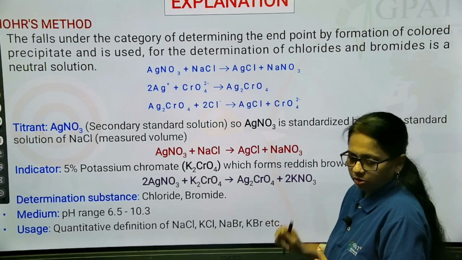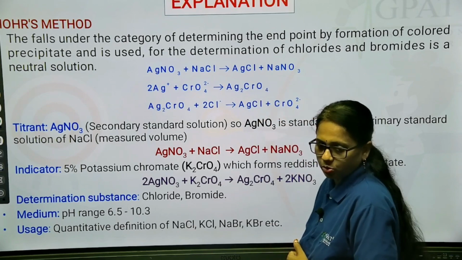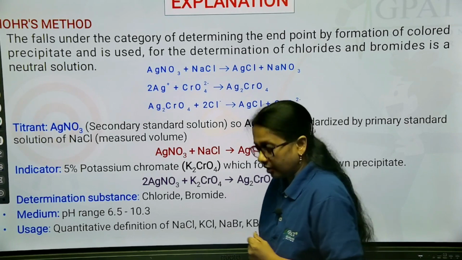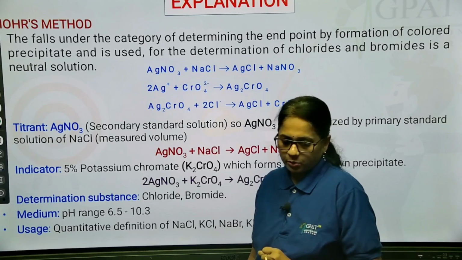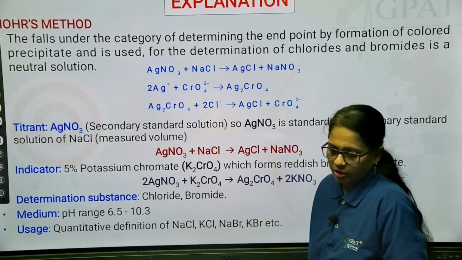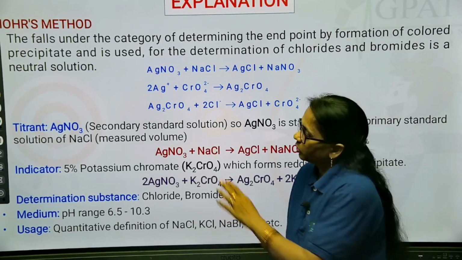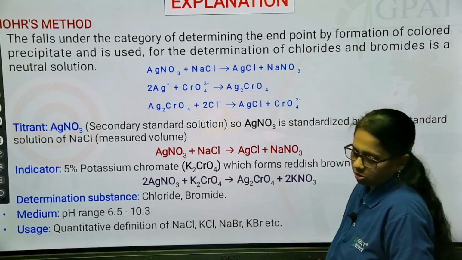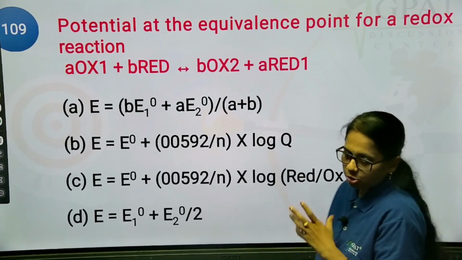And we know Mohr's method: whenever sodium chloride is added to silver nitrate, silver chloride plus sodium nitrate is formed. Potassium chromate is used as an indicator, so you are going to see silver chromate as a brown colored precipitate at the end point. In Mohr's method, the pH range is in and around 6.5 to 10.3 only, because Mohr's method is applicable for direct titrations, mostly in the determination of chloride ions and bromide ions, but the sample should be in neutral condition.